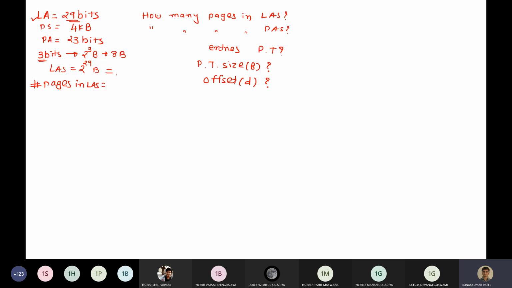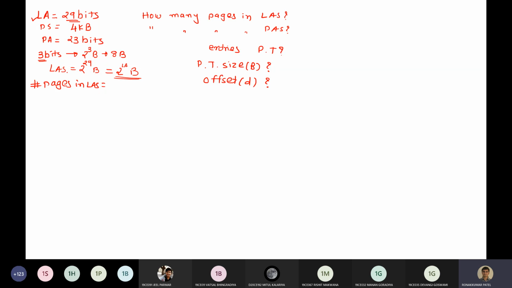And in terms of equation, if I need to write, then how can I write? 2 raised to LA, where the logical address is 29 bits, LA bytes, right? Now, understood this thing? 2 raised to LA bytes. The number of pages in logical address space. Now you know the size.